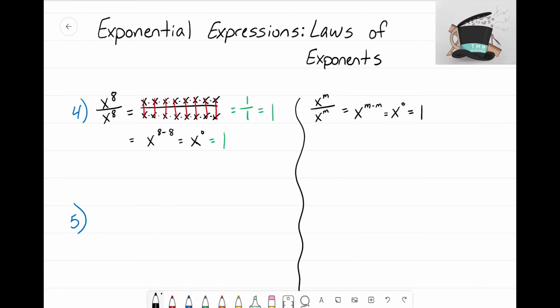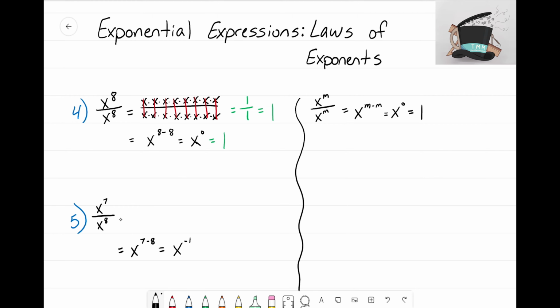For this one, we're going to look at another similar problem, but I'm going to change it up a bit. I'm instead going to write x to the 7th over x to the 8th. Again, I want to use the law of exponents from the previous example. Following this guideline, I would just do 7 minus 8, and 7 minus 8 is negative 1. So I'm stuck with an exponent that's negative, and now I have x to the negative 1. I want to figure out what it means to have a negative exponent.